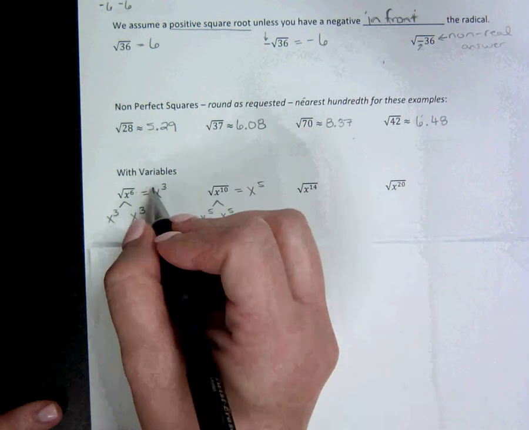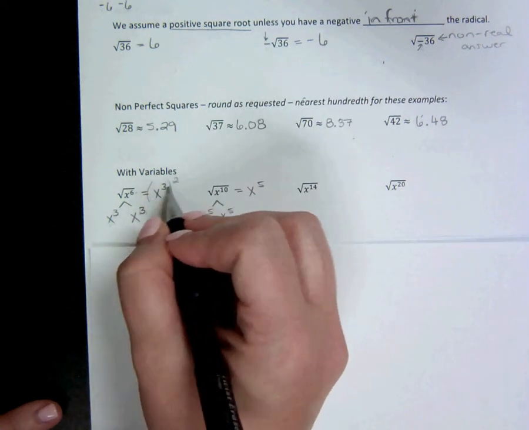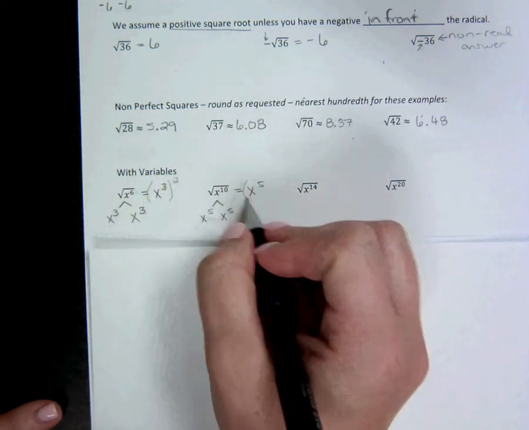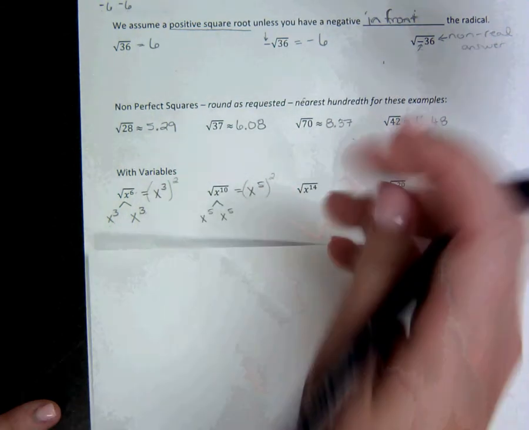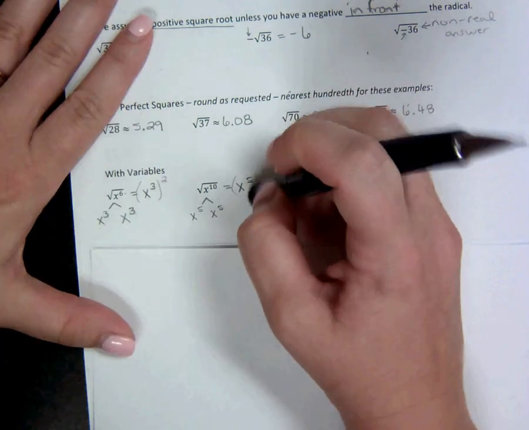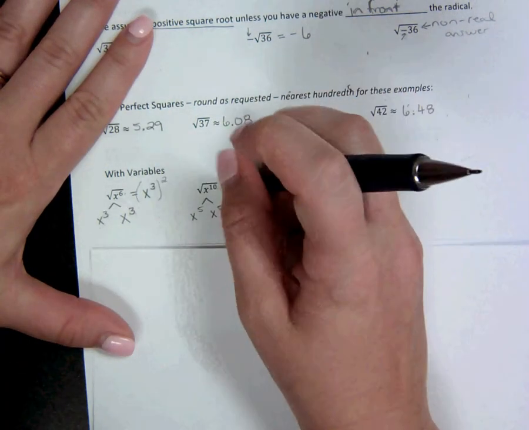Another way to think about that, if I were to take that answer and square it, 3 times 2 gives me 6. Or if I were to take this answer and square it, 5 times 2 gives me 10. It's that same idea. Squaring and square rooting undo each other.